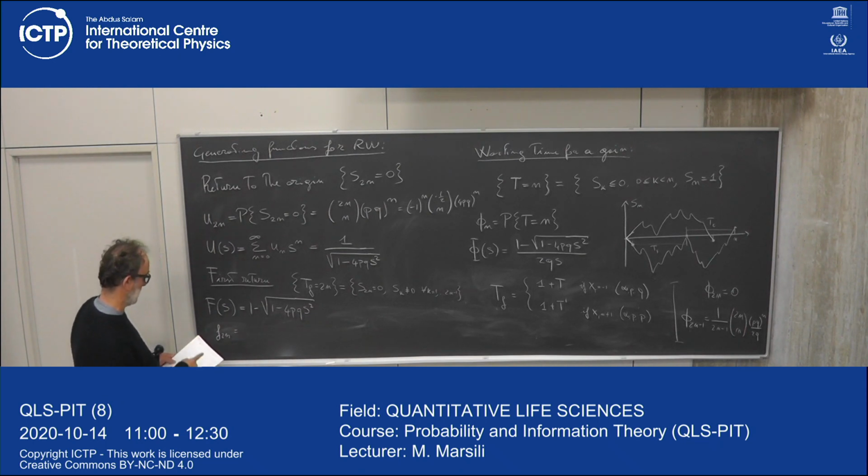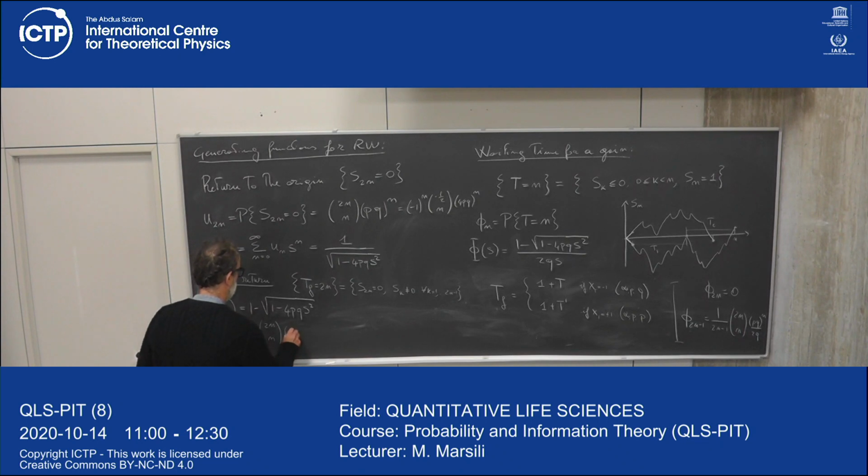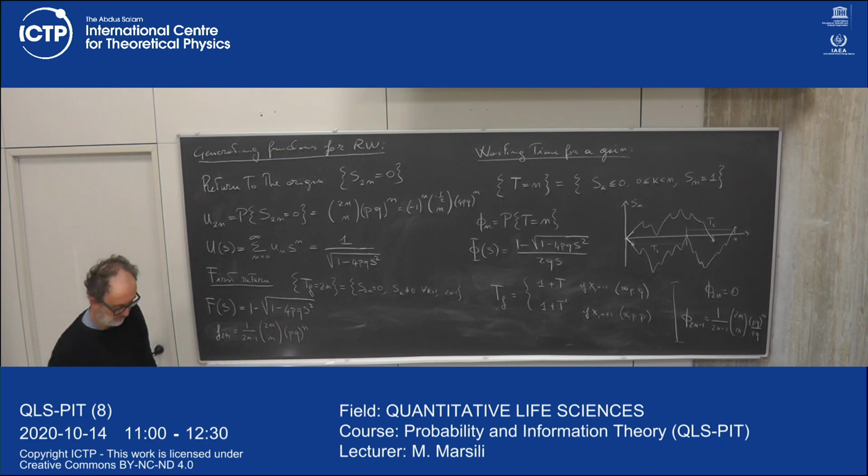And f2n, if you take the binomial expansion, is just 1 over 2n minus 1, 2n choose n, times p times q to the power n. Okay? You see that when p and q are equal to 1/2, you recover exactly the expression that I gave you last time. Okay?